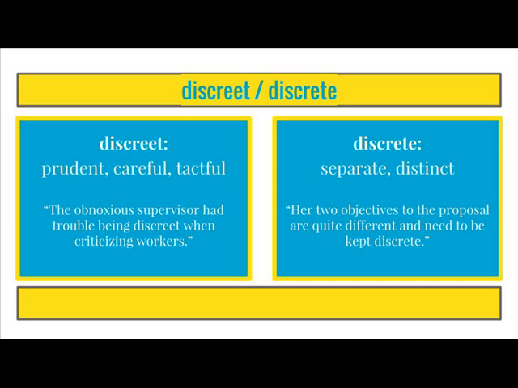Discreet, spelled d-i-s-c-r-e-e-t, means prudent, careful, or tactful. The obnoxious supervisor had trouble being discreet when criticizing workers. Discrete, spelled d-i-s-c-r-e-t-e, means separate or distinct. Her two objections to the proposal are quite different and need to be kept discrete.